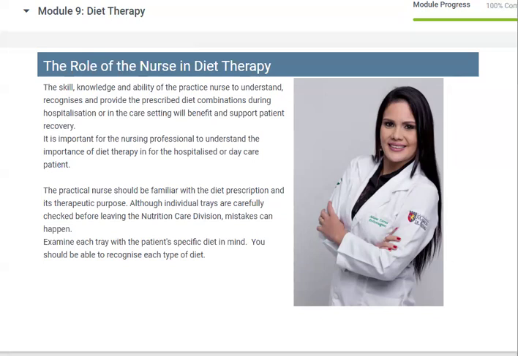Although individual trays are carefully checked before leaving the nutrition care division, mistakes can happen. Examine each tray with the patient's specific diet in mind. You should be able to recognize each type of diet.